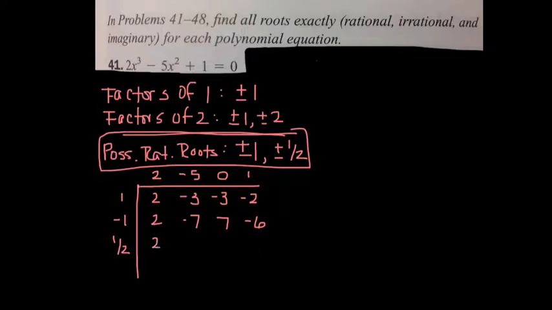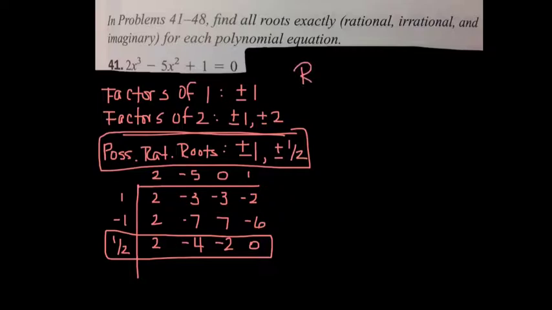Bring down the 2. 1/2 times 2 is 1, plus -5 is -4. 1/2 times -4 is -2, plus 0 is -2. 1/2 times -2 is -1, plus 1 is 0. This is the one that I'm looking for. 1/2 is a root of that equation. That means that the number 1/2, when I plug it in for x, makes the equation equal to 0. So 1/2 is one of my roots.